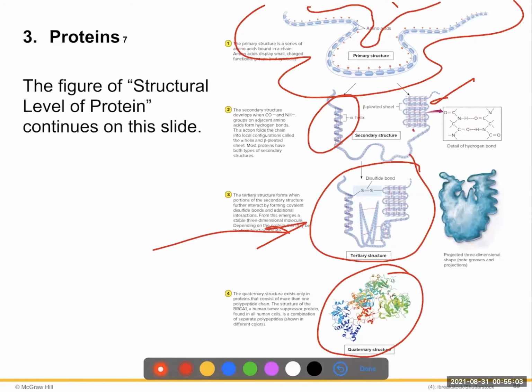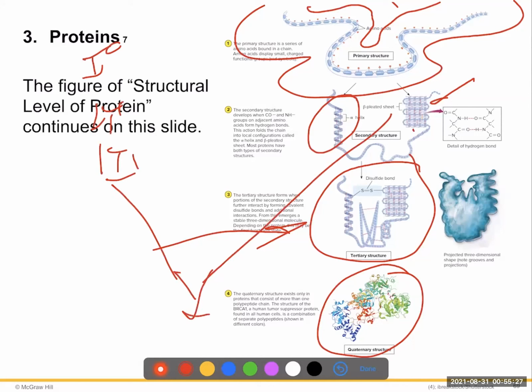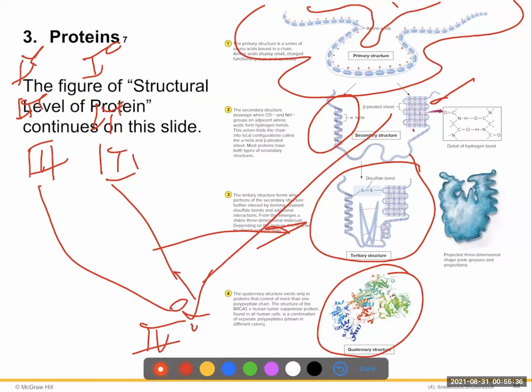Does that make sense? The quaternary one, it says right there, a structure of BRCA1 human tumor. So they become more of like a four-dimensional mass, or no. They're still three-dimensional. They're just more than one chain. In other words, you had another one that went through primary, secondary, and tertiary, and these two now got together. And another one that went through primary, secondary, tertiary, and then they got together. This forms your quaternary structure. It's not a different thing. It's the same ones, but they're different proteins that have come together to form a unit.